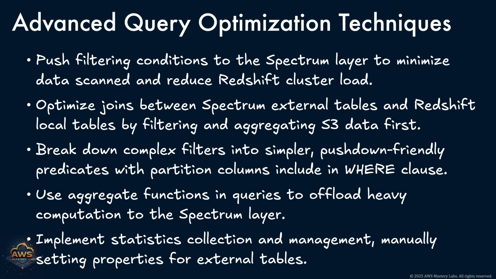Since Analyze isn't available for external tables, it's important to manually set row counts and other statistics for your external tables. Accurate statistics help the optimizer generate efficient query plans, especially for joins. Regularly update statistics on your local tables as well to maintain optimal performance. By applying these advanced techniques, you can ensure your Spectrum queries are both fast and cost-effective, even as your datasets grow in size and complexity.